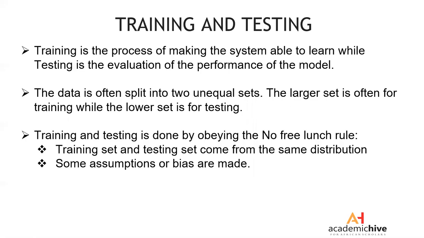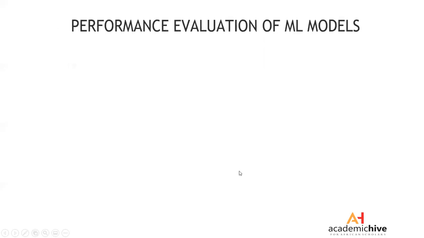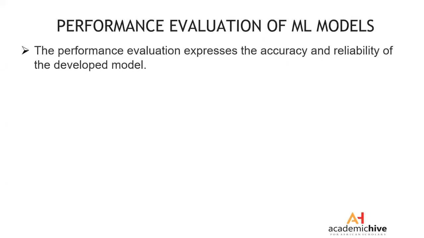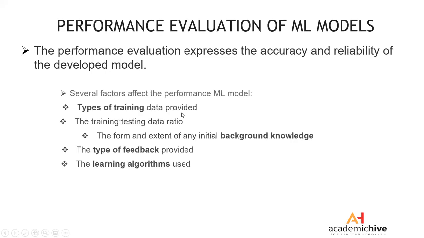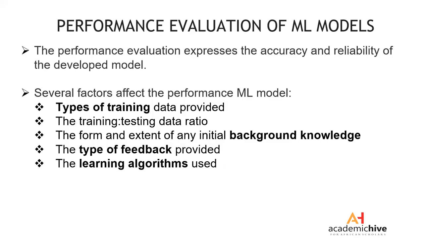So training and testing is done by obeying the no free lunch rule. The training set and testing set come from the same distribution. Some assumptions or biases are made. Performance evaluation expresses the accuracy and reliability of the developed model. Several factors affect the performance of machine learning models: the types of training data, the training-testing data ratio, the form and extent of any initial background knowledge, the type of feedback provided, and what have you.